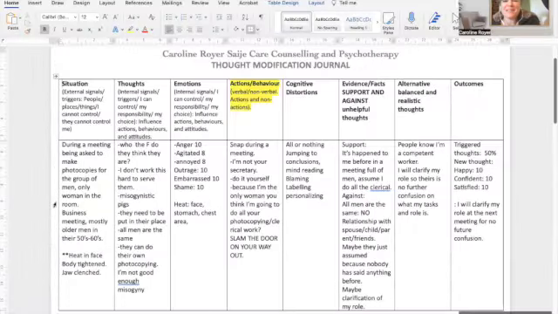Hi, and welcome to the second example that I'm going to be giving for my thought modification journal. As you can see, it's already completed. I've already done one recording of the second example.